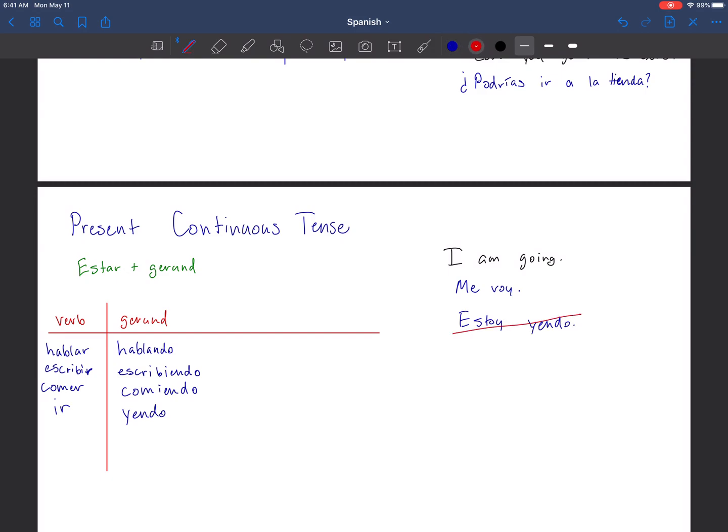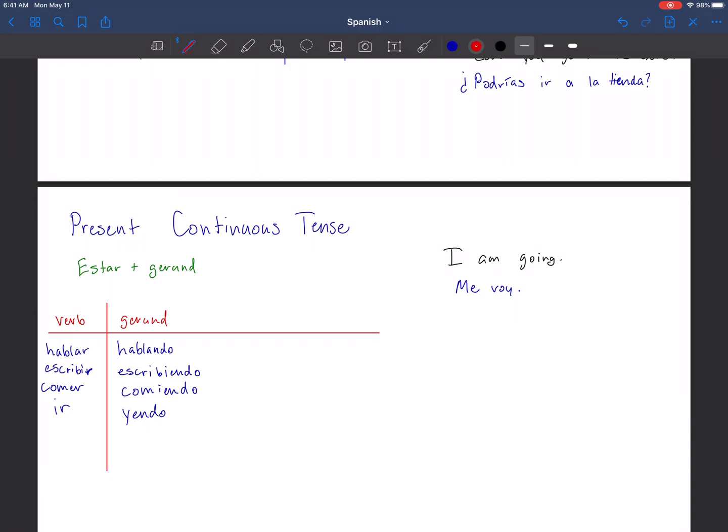Let me not say this is not correct, because there are cases in which it can be used, I believe. Actually, I just wouldn't use it a whole lot. I have seen yendo used at times, but I'm not really sure when to use it. Maybe once I find out, I can do another video on that. But these are things that you want to look out for. Okay.